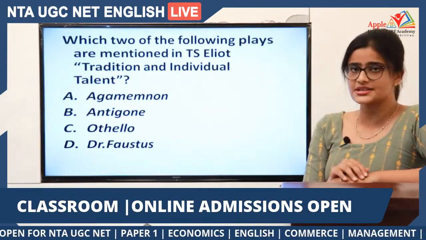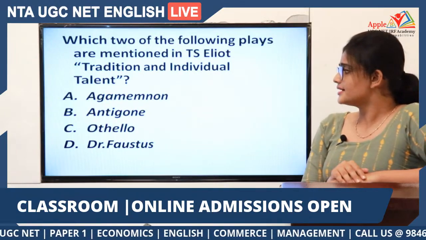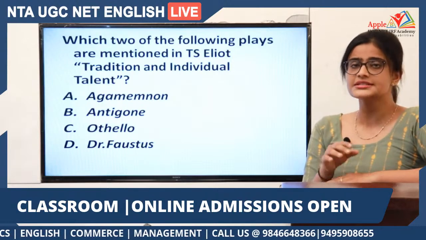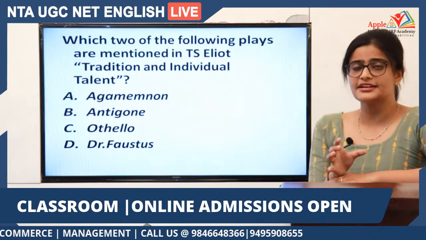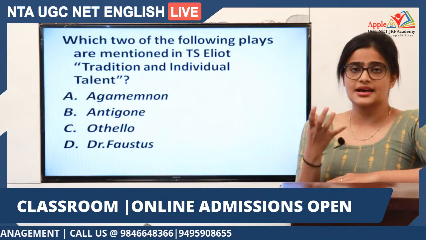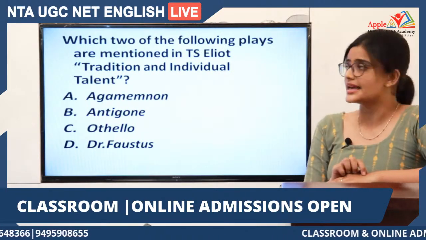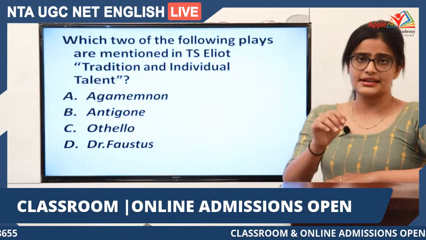The options are Agamemnon, Antigone, Othello, and Dr. Faustus. So these are the 4 options, and we have to identify the plays that are mentioned by T.S. Eliot in his essay Tradition and Individual Talent.